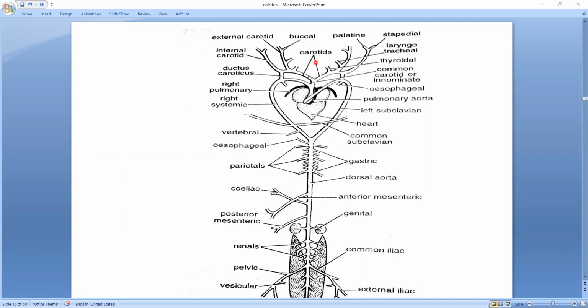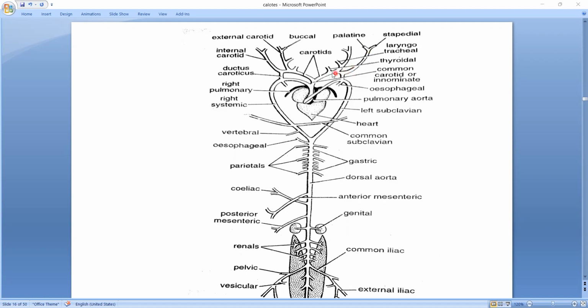Okay, so each carotid artery, left and right, gives a similar type of branches. Here it gives two branches. One is the external carotid, another one is the internal carotid. First of all, let's see the internal carotid. The internal carotid ultimately gives a palatine and a stapedial. Stapedial gives to the eyes and brain, palatine to the palate area. So that is about the internal carotid.